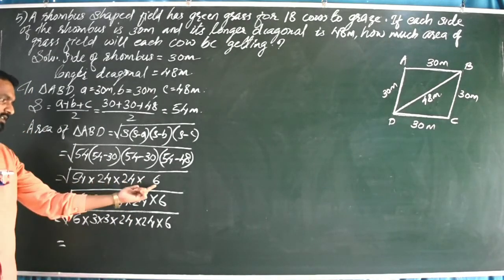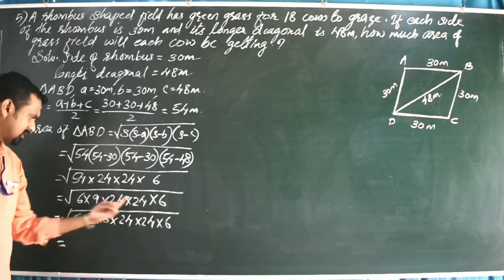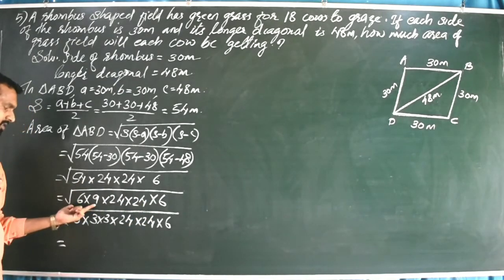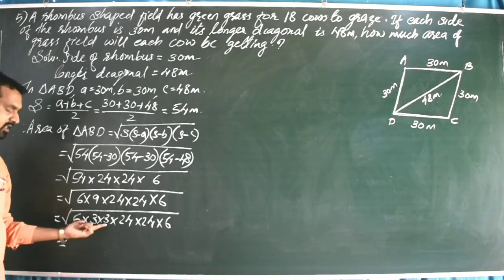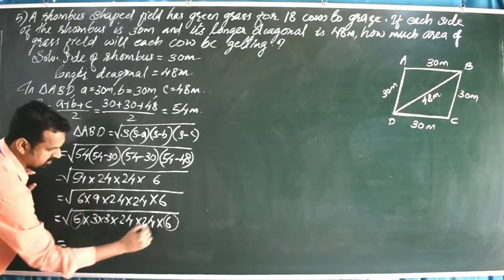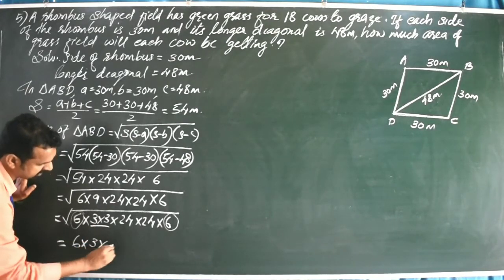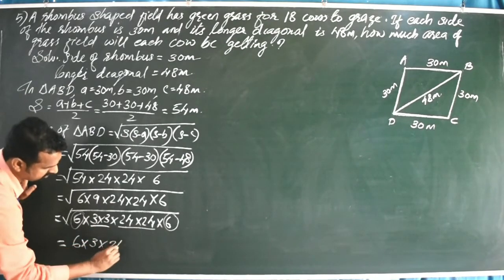Here 24 into 24, we can take out 24, two factors are the same. But here there is only one 6, that is why I wrote 54 as 6 into 9. Again 9 I split into 3 into 3. Now you see we can take them all out. 6 into 6, one factor 6 we can take out. From 3 into 3, we will take out 3. From 24 into 24, we can take out 24.